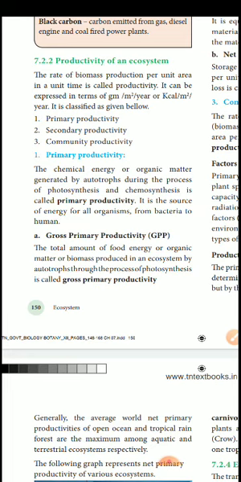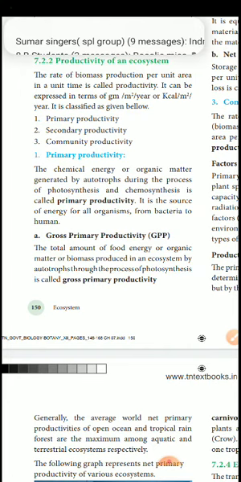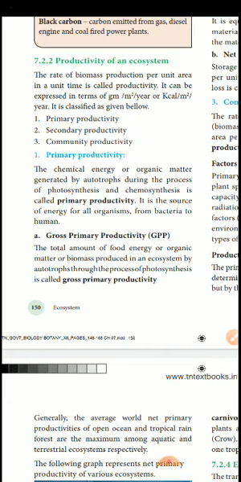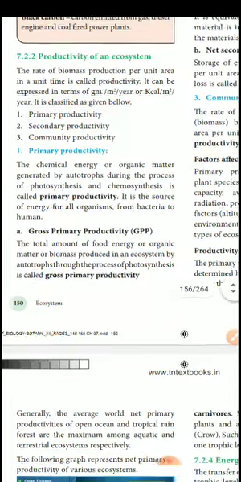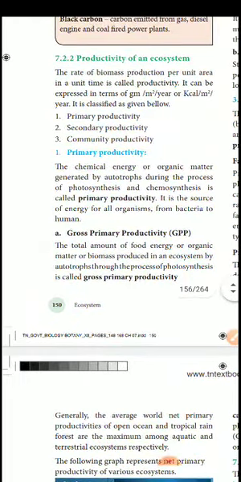What is primary productivity? The chemical energy or organic matter generated by the autotrophs. Auto means self. In this process, photosynthesis or chemosynthesis, it is called primary productivity. It is a source of energy for all organisms. Next, the primary productivity is further classified as gross primary productivity.